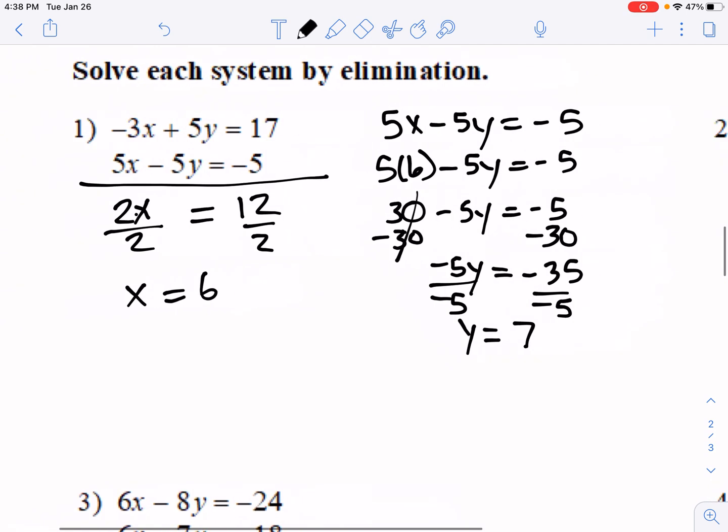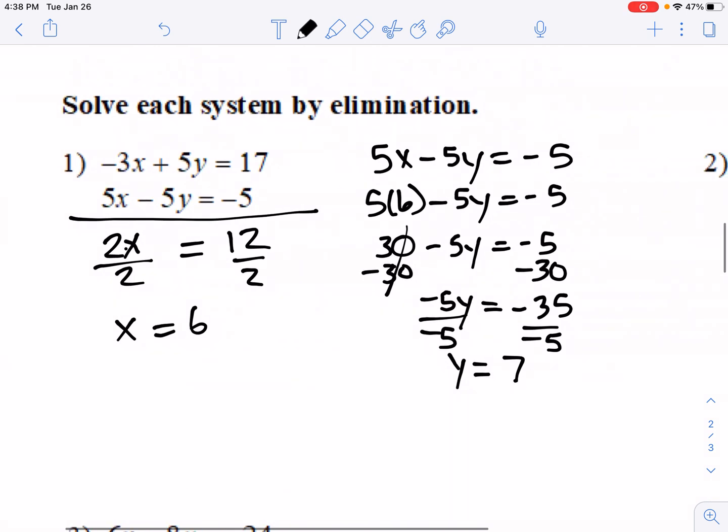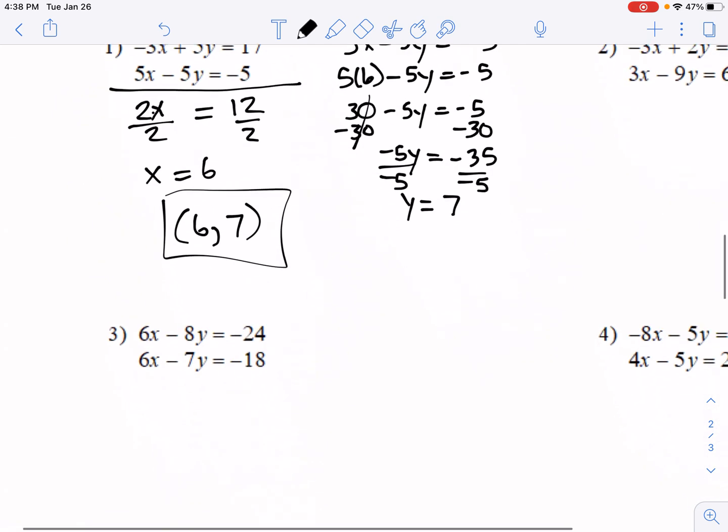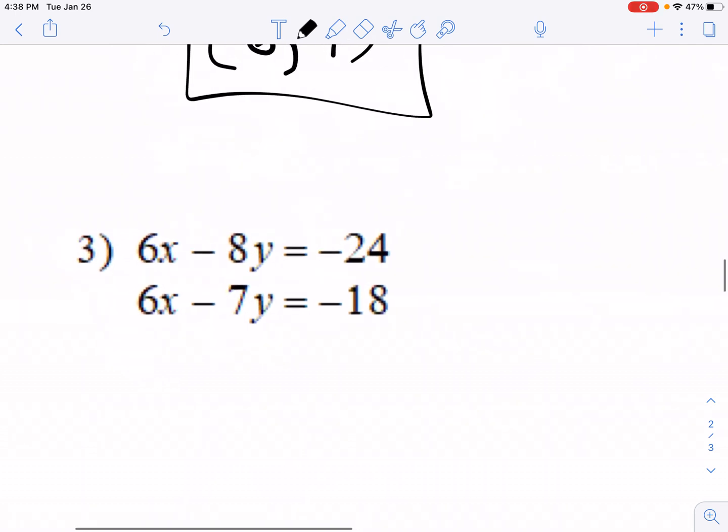So my solution, my xy here, the point where these lines intersect, is 6, 7, okay? Now that's with adding in additive inverses. But I also want to show you what happens if we don't have opposite coefficients, in which case maybe they're both the same value, but they have the same sign. Remember, we need different signs, a positive and a negative. If that's the case, let's look at an example like number 3.